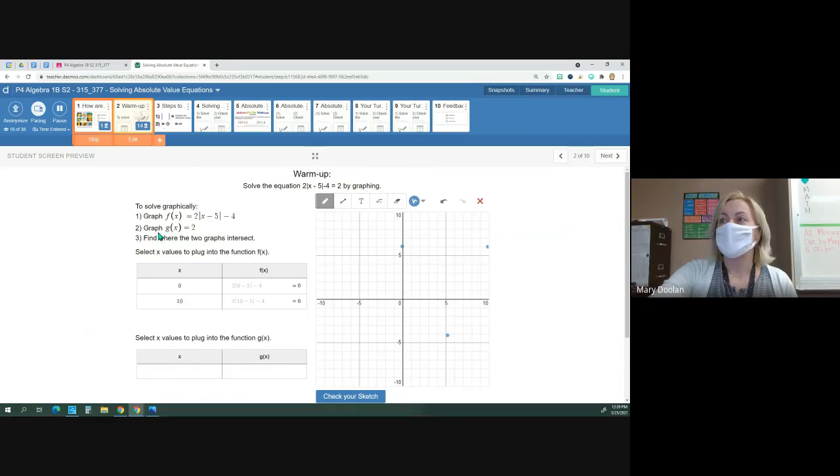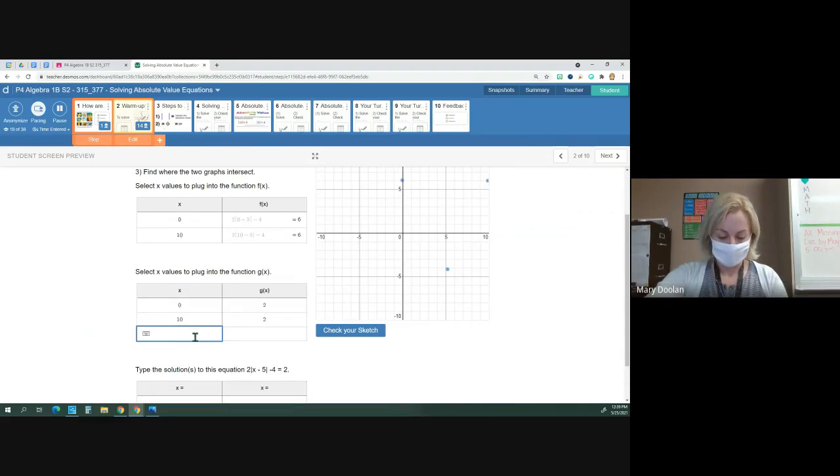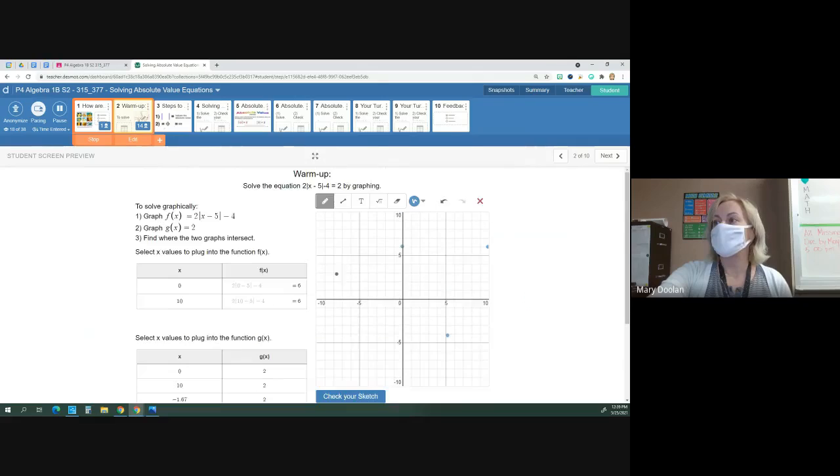Okay, and then to graph g of x equals 2, select x values to plug into it. Well, this is kind of weird because if I pick any value, like 0, and then I try to plug it into this function, which is just 2, nothing happens because there's no x in here. It doesn't matter what number I put here. I could put 10, I'm still going to get 2. I could put negative 1.67, and I'm still going to get 2. It's just everywhere it's 2. So it's a vertical line going through 2.